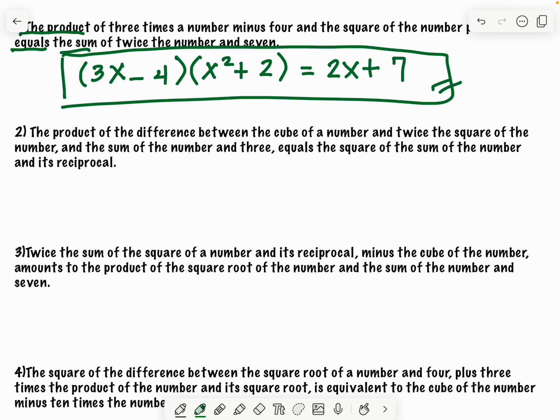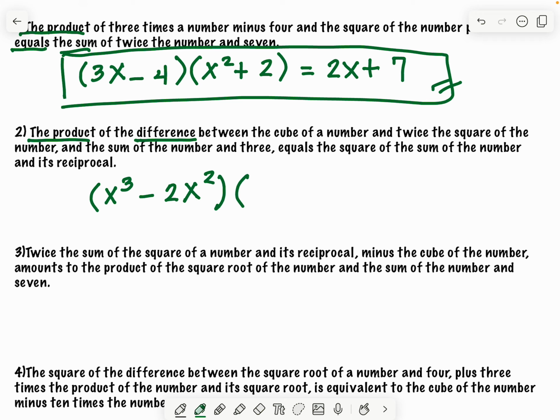Next, the product of the difference between the cube of a number and twice the square of the number. So that means multiplication as well, right? And then inside your parenthesis, you have subtraction. So the difference between the cube of a number is x cubed, and twice the square of the number, so that means minus 2x squared.